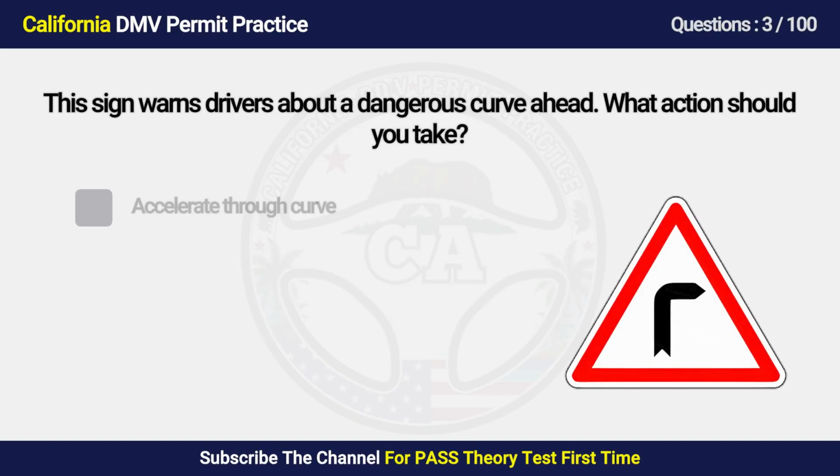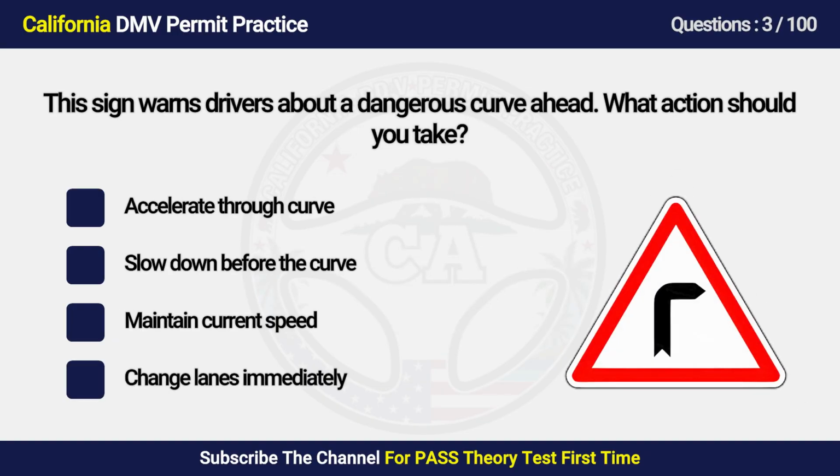Question 3. This sign warns drivers about a dangerous curve ahead. What action should you take? A. Accelerate through curve. B. Slow down before the curve. C. Maintain current speed. D. Change lanes immediately.